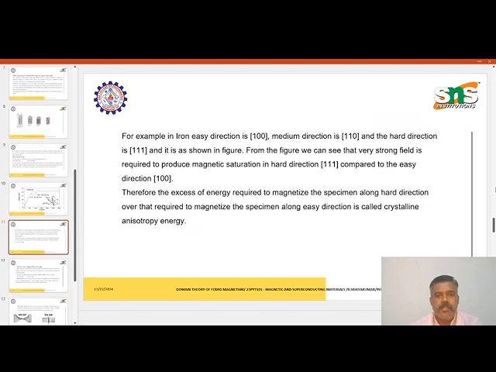The easy direction is [100], the medium direction is [110], and the hard direction is [111]. This is identified based on the material. This data is given here for iron.